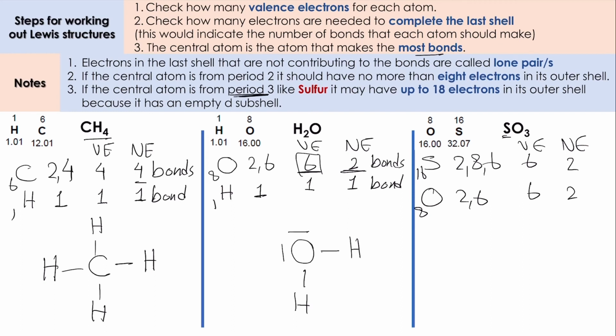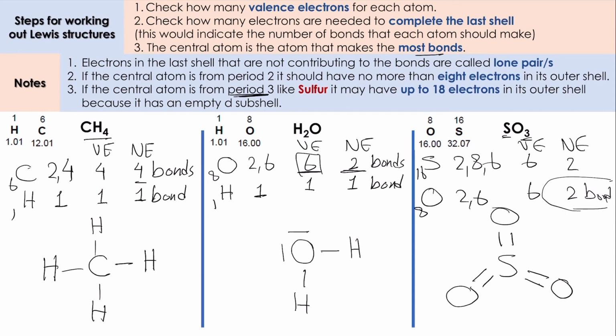But which one will be the central atom? We have here sulfur. Is it going to use all of its bonds? Let's check. Each oxygen atom has to make 2 bonds, and we have 3 of them. So we have 1, 2 with oxygen, 1, 2 with oxygen, 1, 2 with oxygen. Now I have used all the sulfur valence electrons.